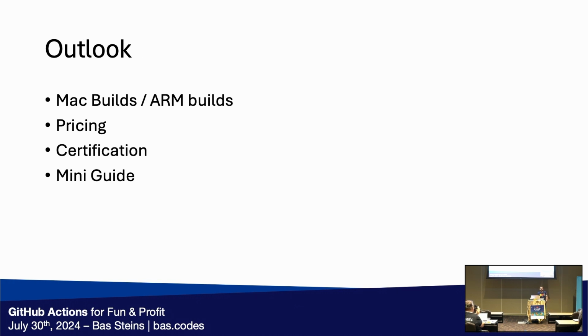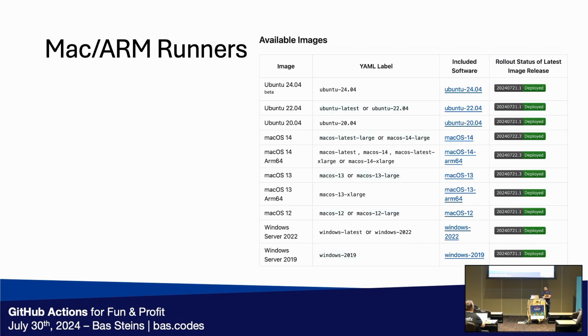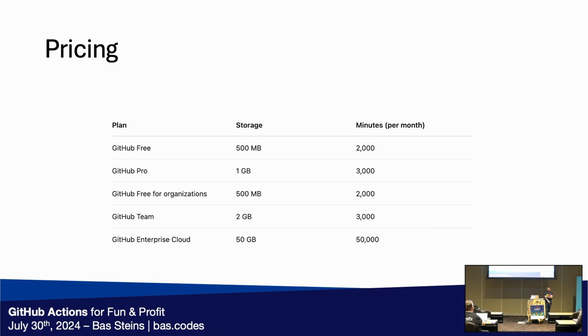As for the Mac builds, GitHub now provides some Mac runners on their own. Turns out they are quite expensive. The pricing of GitHub Actions is very generous in the free tier. You get 2,000 minutes just on the free account and 500 megabytes of storage. Storage in that sense is whatever you put in your artifacts. And on GitHub Pro, for organizations, or enterprise, you get much more.